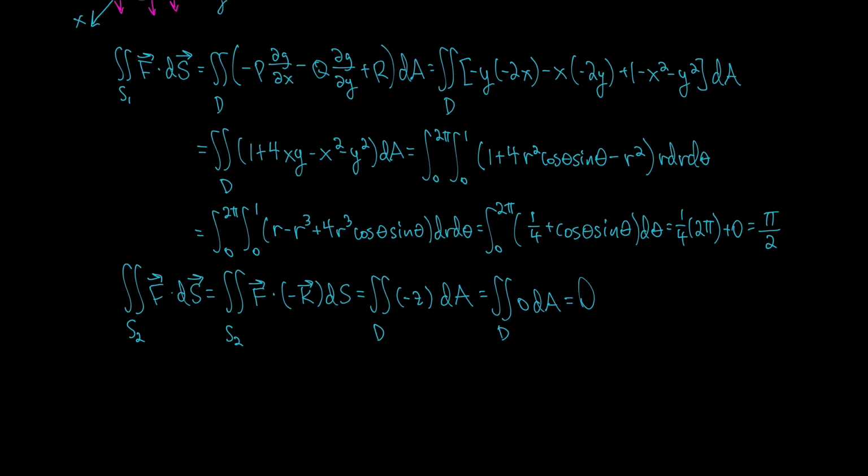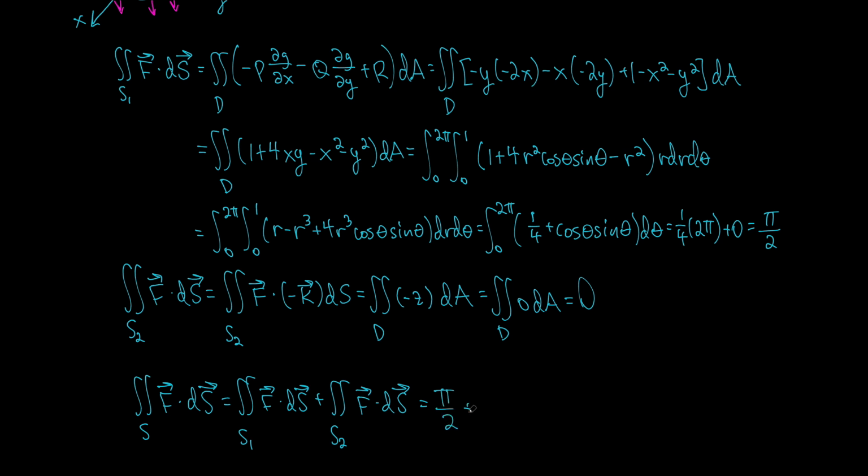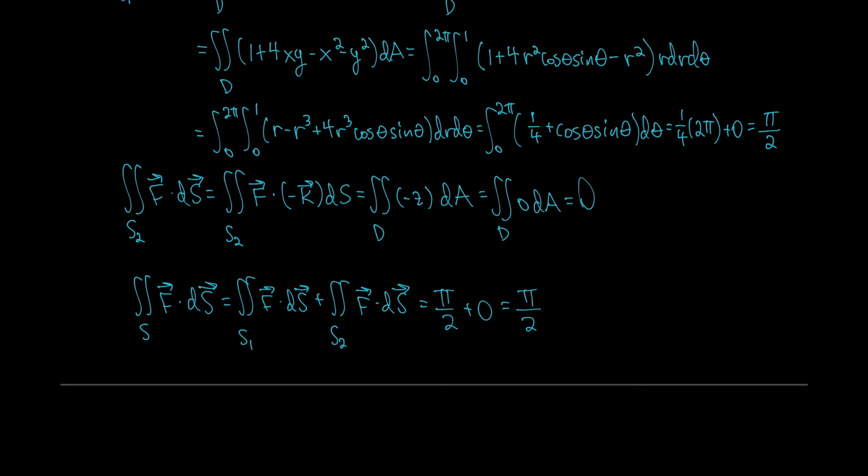So that means that we'll add our two integrals together and we'll get the surface integral over S. So that'll be our flux. So the surface integral of F dot dS is equal to the surface integral over S1 of F dot dS plus the surface integral over S2 of F dot dS, which is pi over 2 as we calculated, plus 0, which is just pi over 2. So that's the flux.